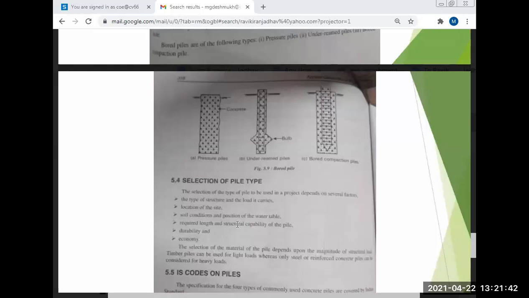Then what is the required length and structural capability of the pile? Pile का length कितना है, structural capability कितना है. उसके बाद durability of the pile, and then economy. Economy in the sense how much money is needed. Of course, this matters a lot, means how much we have to spend for a particular project. So these are all the basics of pile foundation.